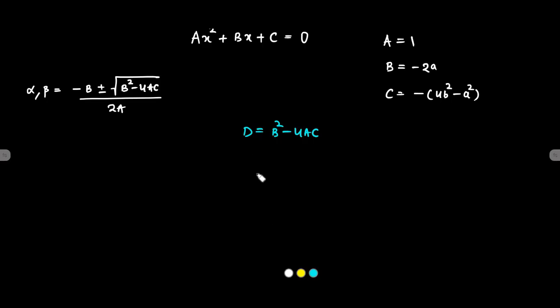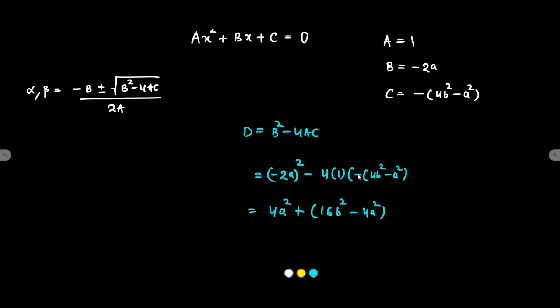So the discriminant is equal to b square, which is minus 2a whole square, minus 4 into 1, which is a, and c is minus (4b square minus a square). So this is minus 2a whole square, which is equal to 4a square, minus minus will become plus, so it is plus 4 into (4b square minus a square).